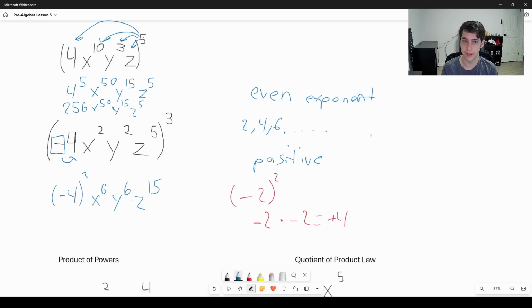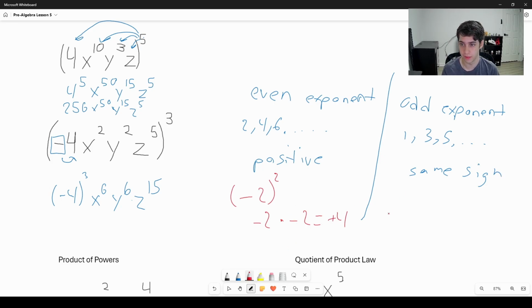Now, for our negative exponents, I'm kind of running out of space, so I'm just going to do this. For our odd exponents, if we have an odd exponent, the rule is different. This is going to be 1, 3, 5, etc. We don't end up with positive necessarily, we just end up with the same sign we already have. That is because the pairing doesn't actually happen when we have an odd exponent.